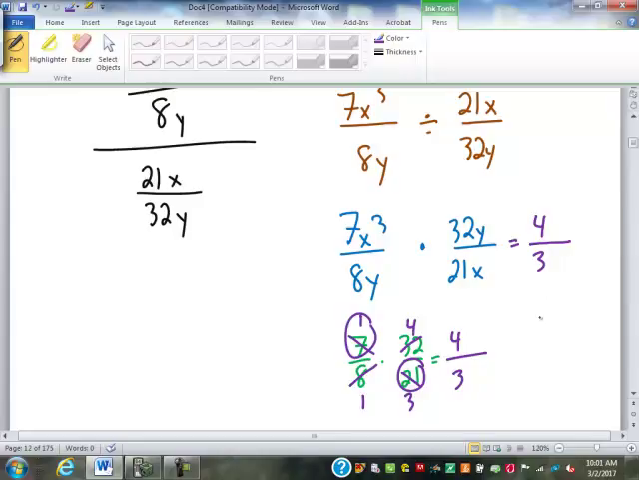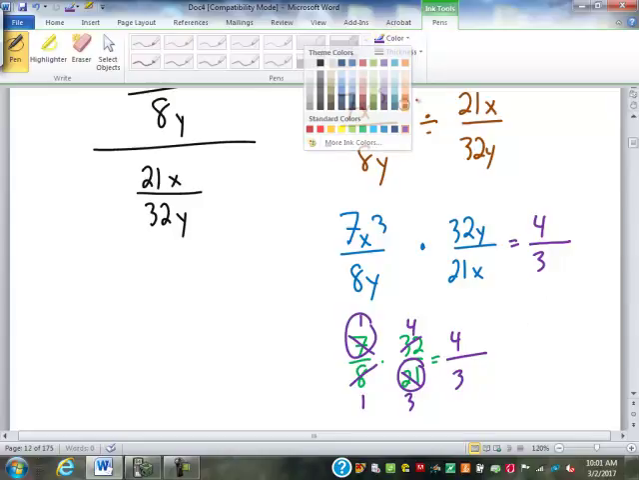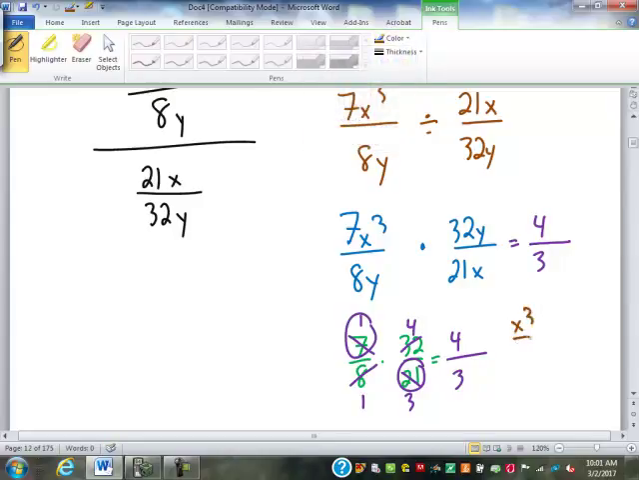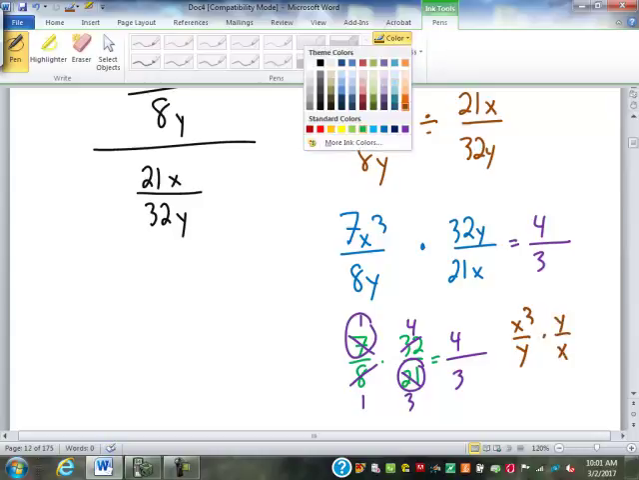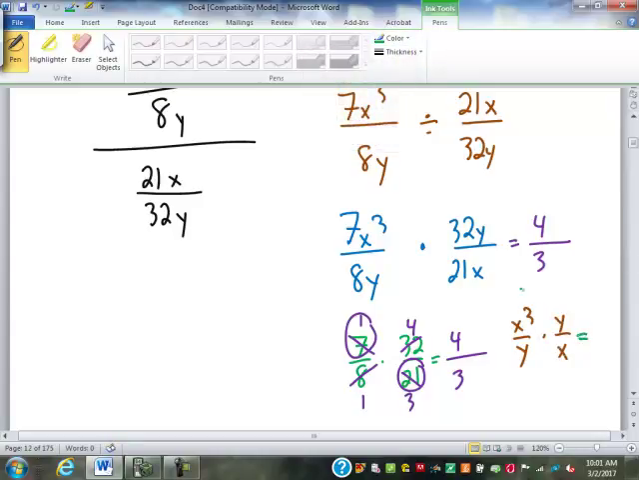So now with the variables, we got x to the third over y. We've got y over x. Again, I could probably just deal with them just like that, but we're going to multiply them out. So this is x to the third y over xy.